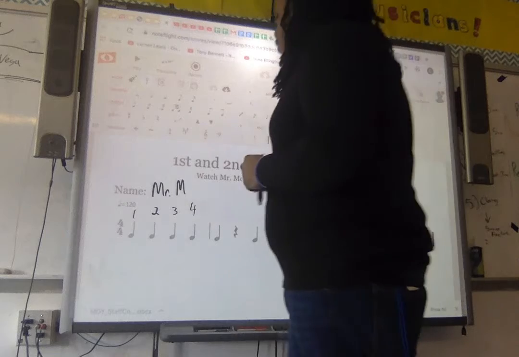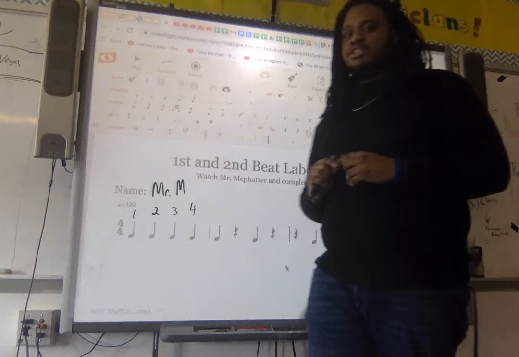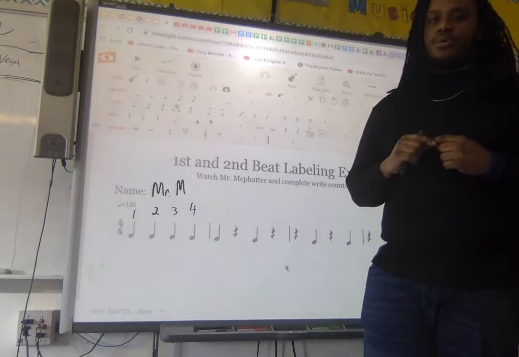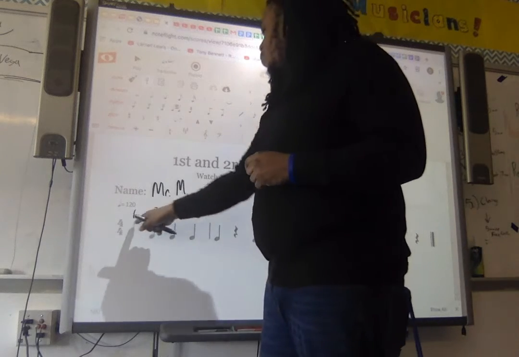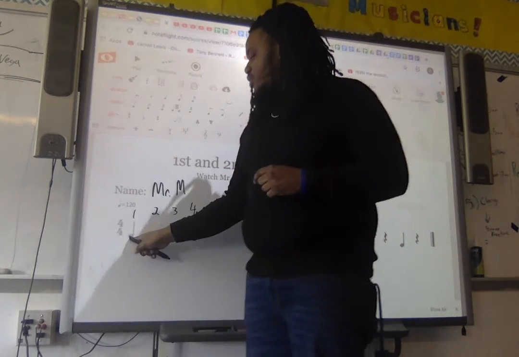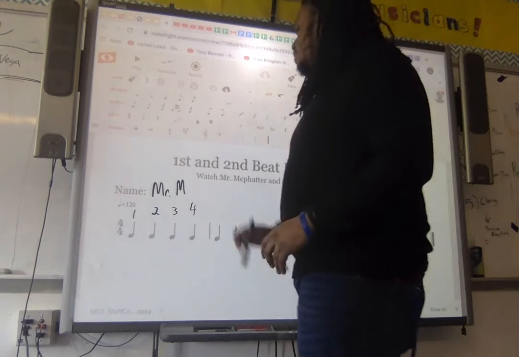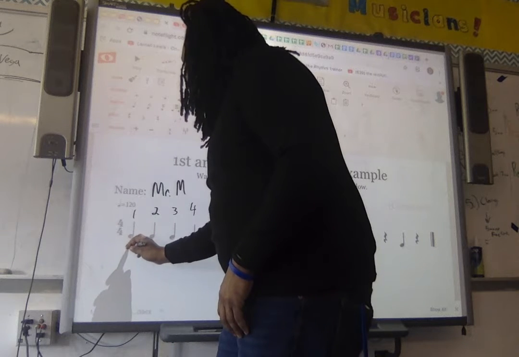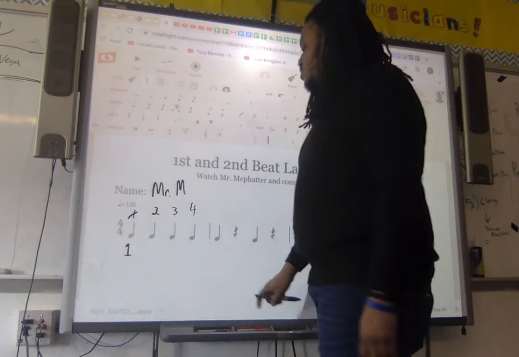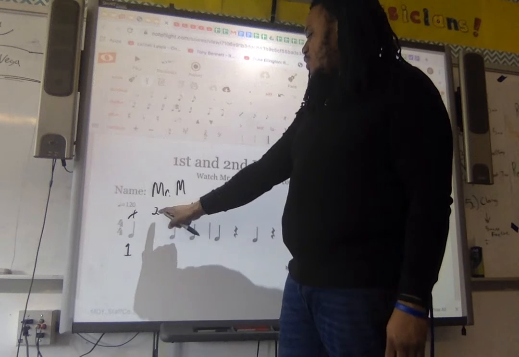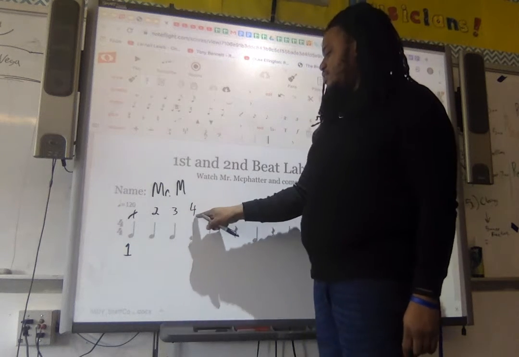Alright, so for my first note that I have right here to the left, it is a quarter note. Somebody remind me, how many beats does a quarter note get? Yes, it gets 1 beat. So it's going to get 1 of these beats. Since this quarter note is the one that's to the left, I am going to give it beat 1. So I'm going to write a 1 right here. Then I'm going to cross it out because this is my first quarter note. So the only beats I have left in this measure are beats 2, 3, and 4.